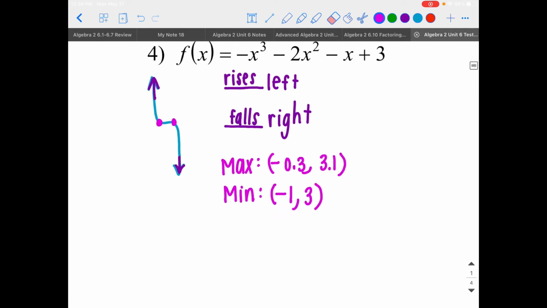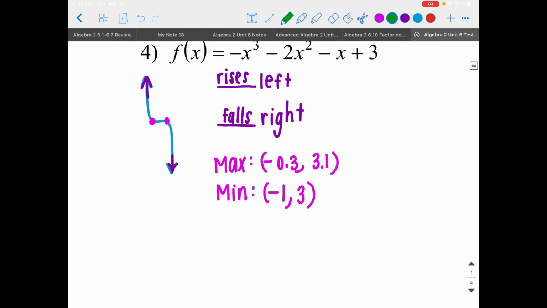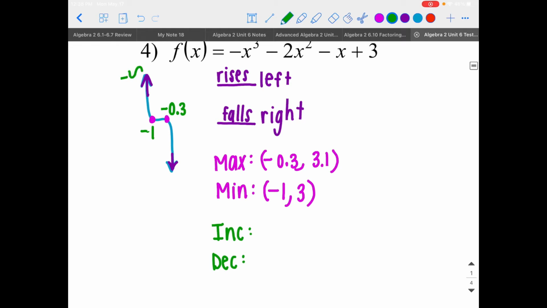And then last we need to do increasing and decreasing. So for these, let's refer back to our max and mins, and we write the x values where those max and mins are. That's all we care about for increasing and decreasing. The left side gets a negative infinity. Even though this one's pointing up, we are really focusing on left and right. And left is negative, right is positive infinity.